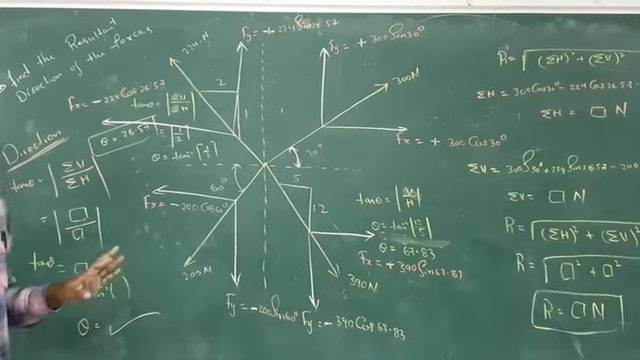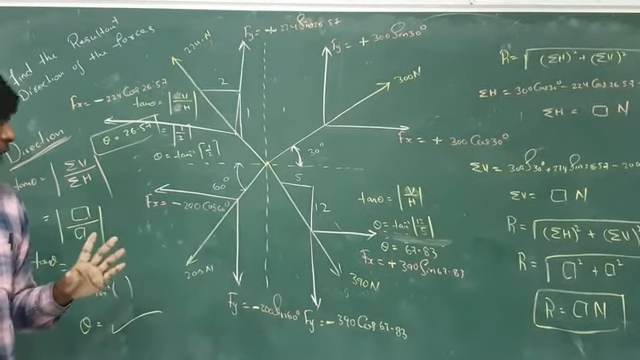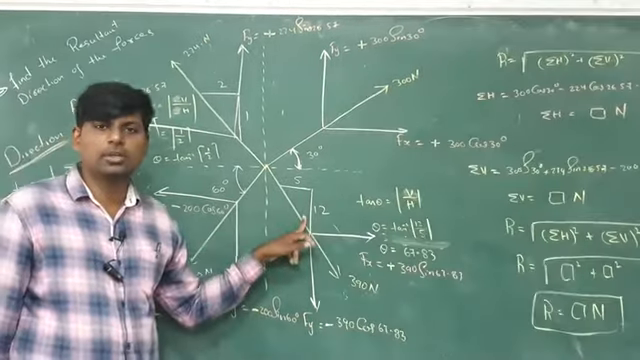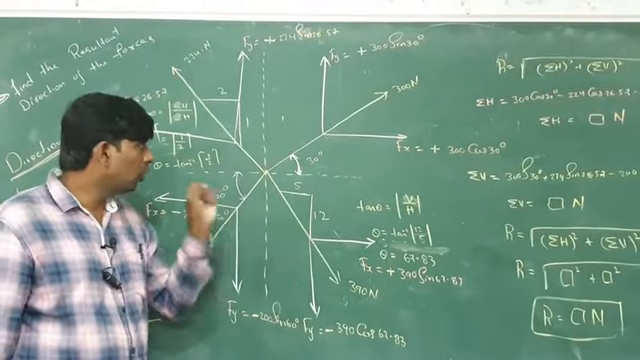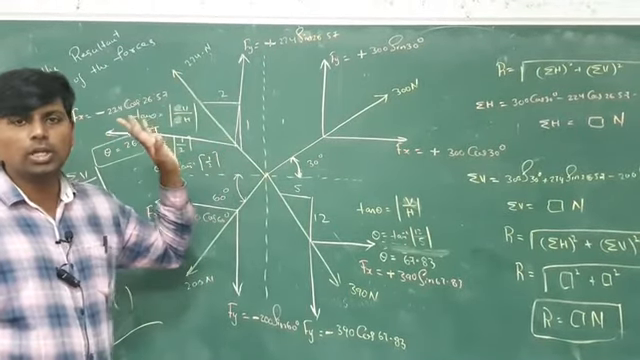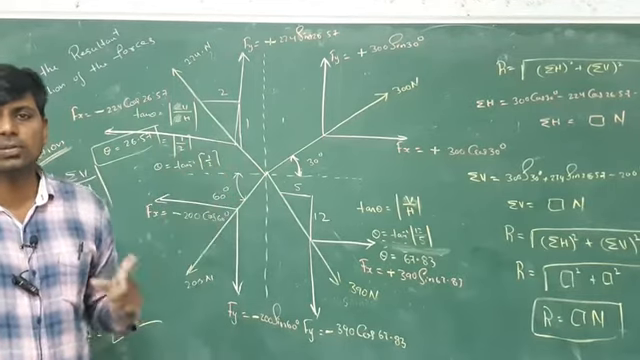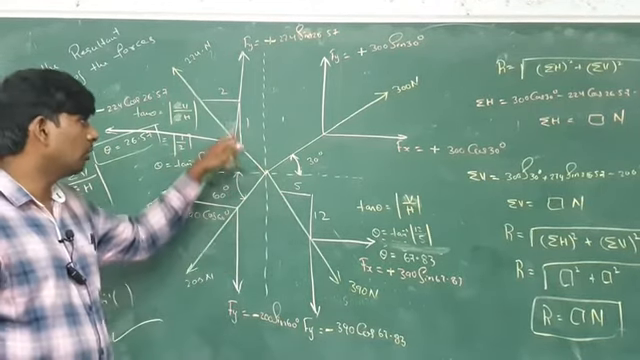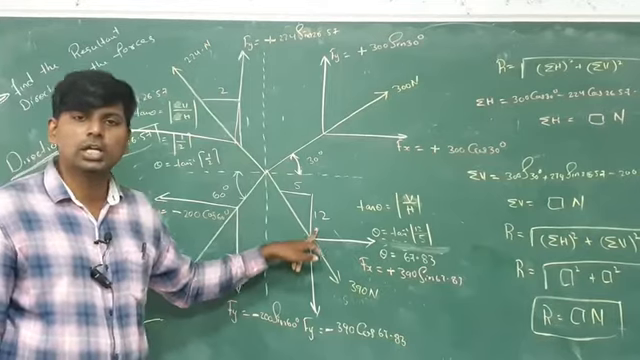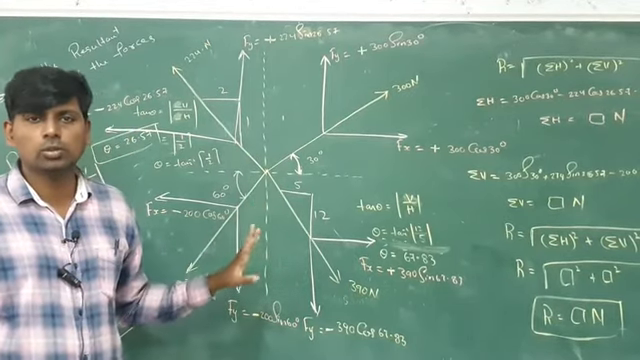What is the difference between this problem and the previous problem? In this problem, triangles are given, here 5 by 12 and here 1 by 2. Always consider the vertical first, then the horizontal. Vertical, horizontal, vertical, horizontal. With the help of this only you have to find it out.